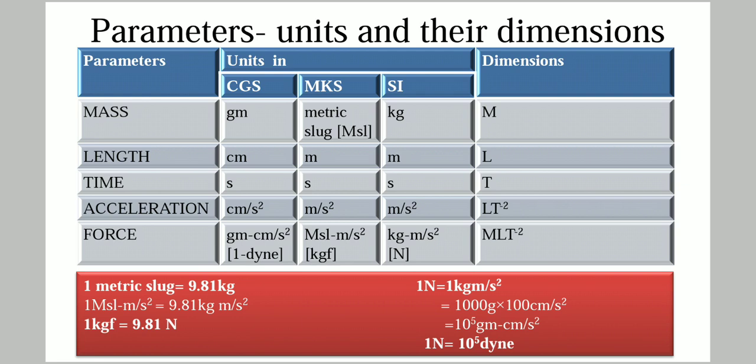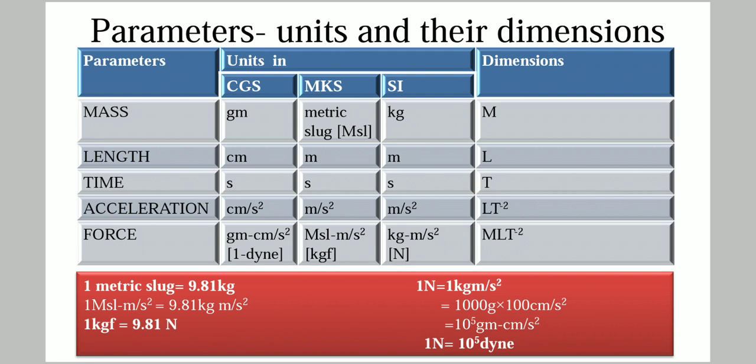Force in CGS system, it's 1 dyne, which is gram centimeter per second square. For MKS system, it is kilogram force, which can also be denoted as MSL meter per second square. In SI system, it is Newton, which is kilogram meter per second square. And dimensions of force is MLT power minus 2.